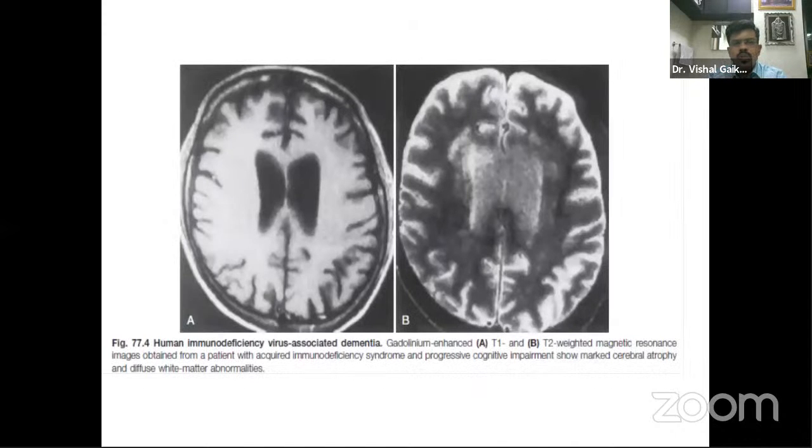So this is the T2 FLAIR image on my right side, and on the left side there is a T1 image. This is showing diffuse cortical atrophy. Along with that, there is a mild periventricular ischemic pallor. This is a classical MRI of an HIV dementia patient.